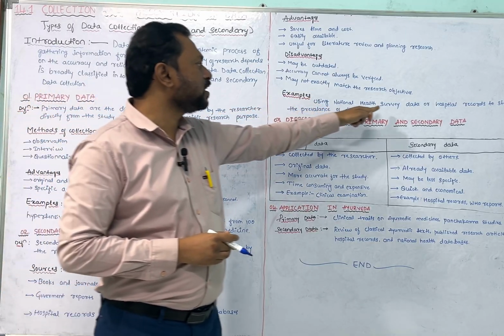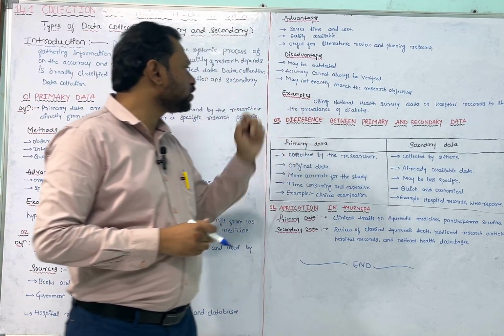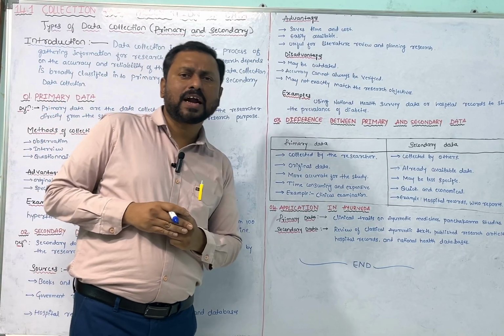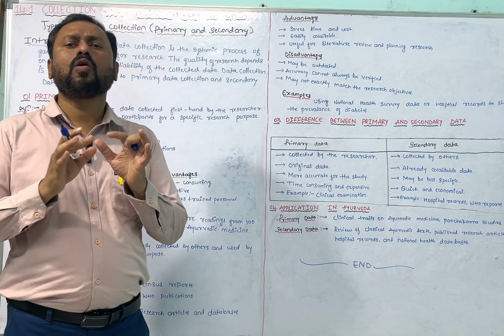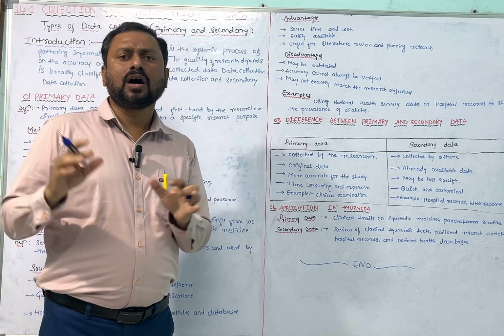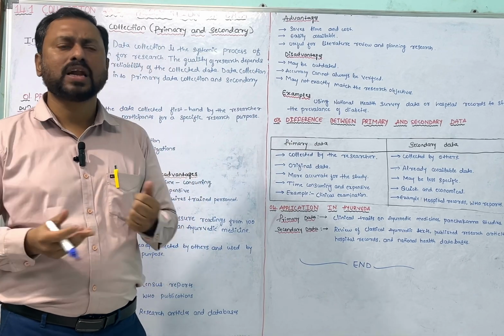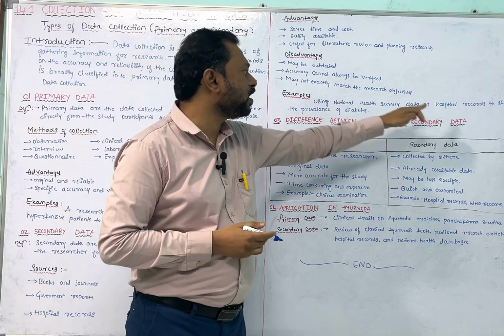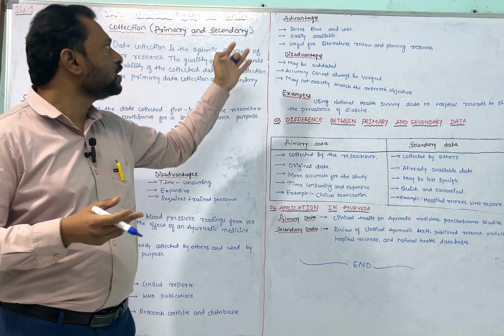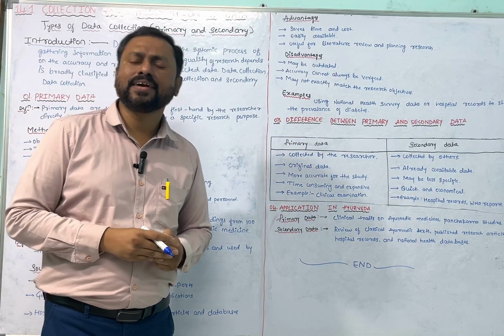An example is using National Health Survey data and hospital records to study the prevalence of diabetes. It means how diabetes is prevalent or how diabetes is spreading, and we are utilizing the data from the National Health Survey or hospital records. That is the example of secondary data collection.